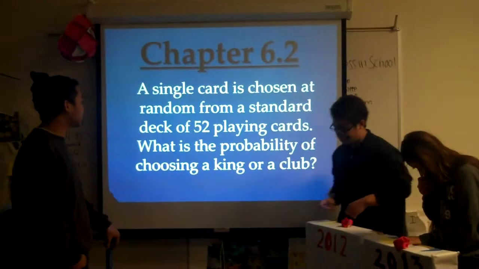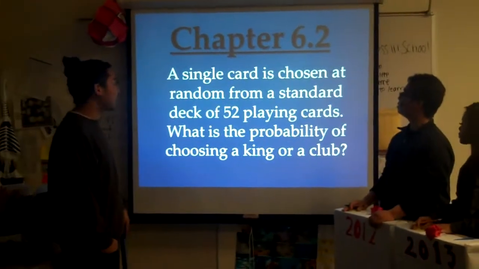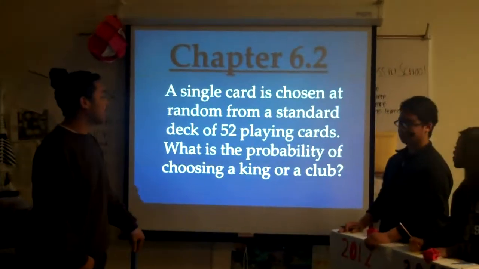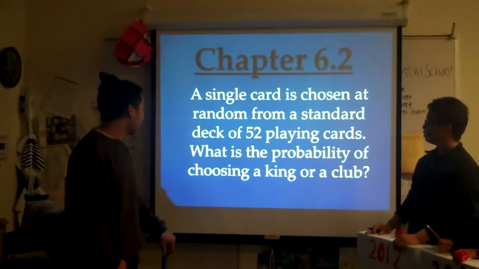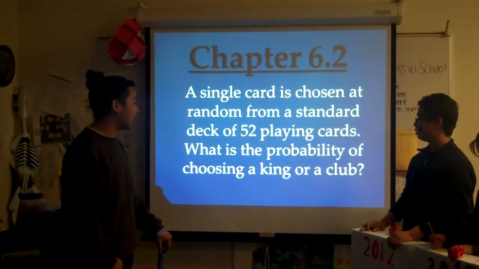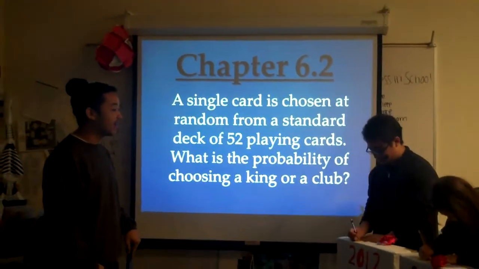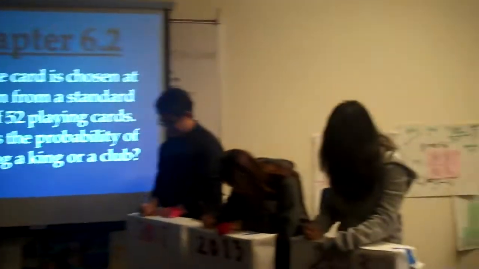In chapter 6.2, the problem is: a single card is chosen at random from a standard deck of 52 playing cards. What is the probability of choosing a king or a club? I'll give you time to solve your answer.